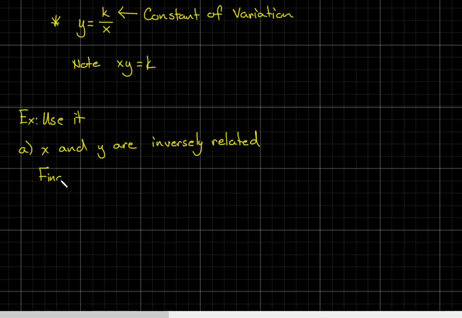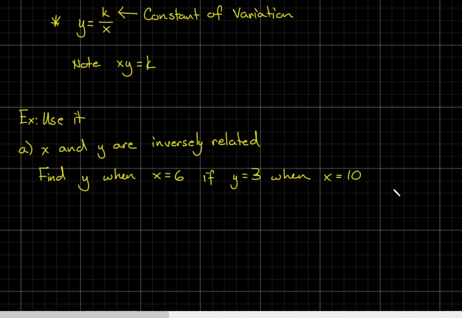Here's our actual problem. I want us to find y when x equals 6, if we're told that y is equal to 3 when x equals 10. So we've been given an ordered pair, and we're told they vary inversely, and we get this setup.